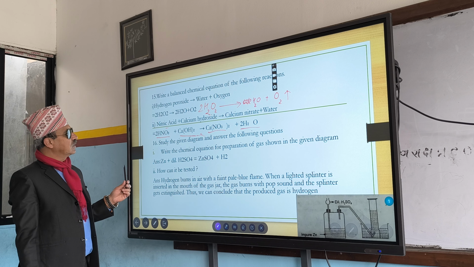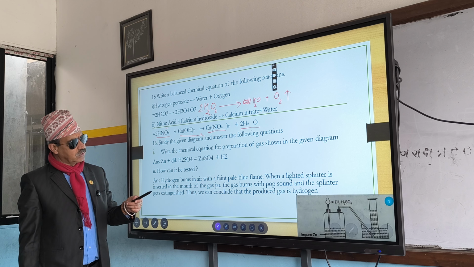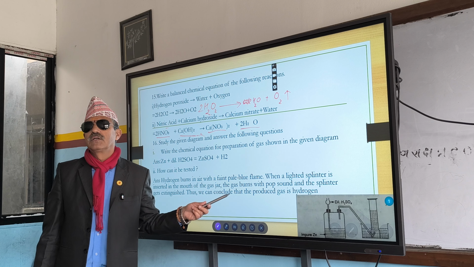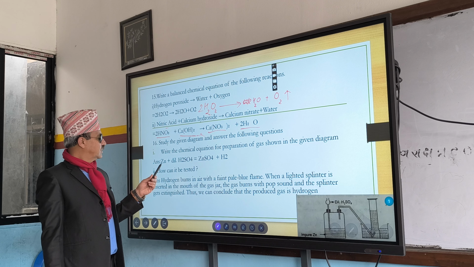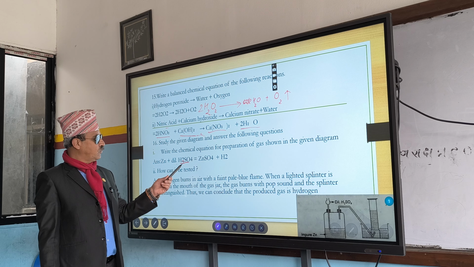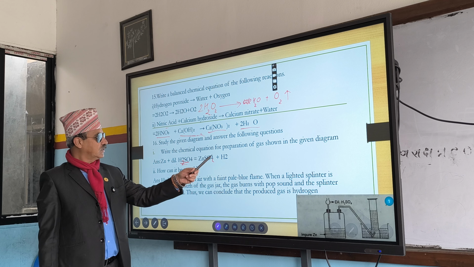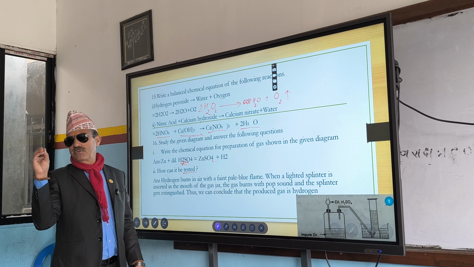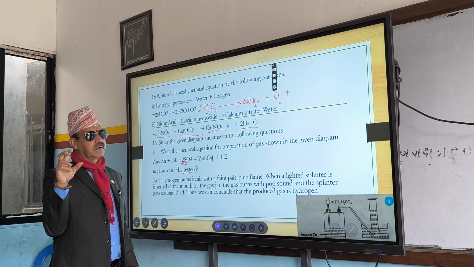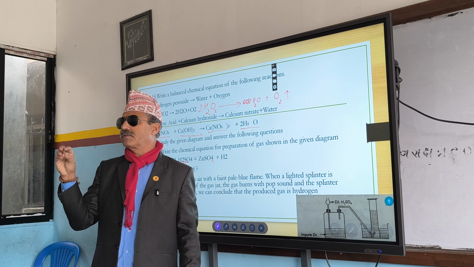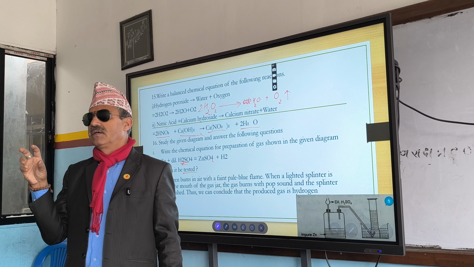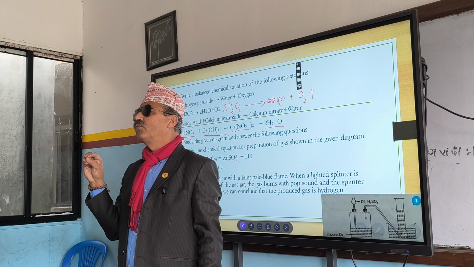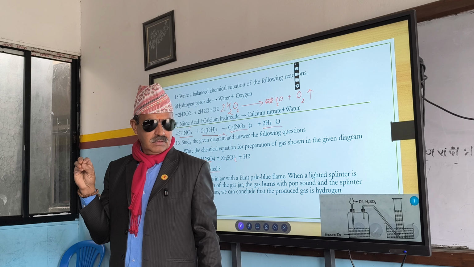Number 16. Study the given diagram and answer the following questions. This diagram is about lab preparation of hydrogen gas. So Zn plus H2SO4 gives ZnSO4 plus H2. How can it be tested? How to test? A pop sound must come, right? So when a burning matchstick is brought near to the mouth of the gas jar, then the gas burns with a pop sound, forming water.